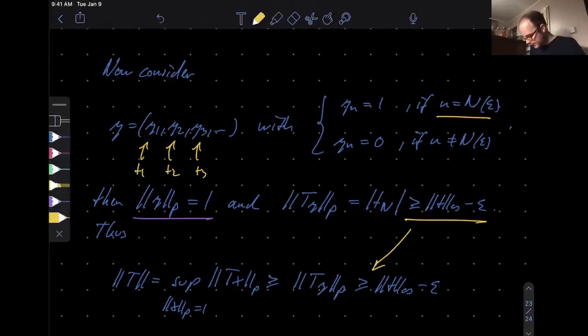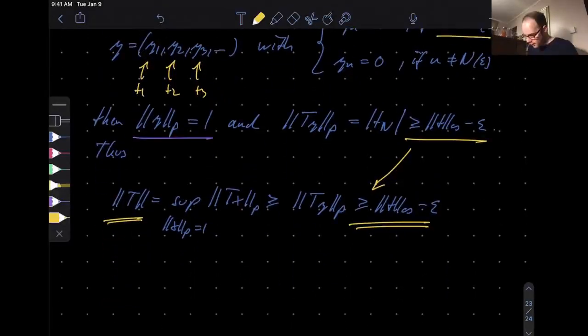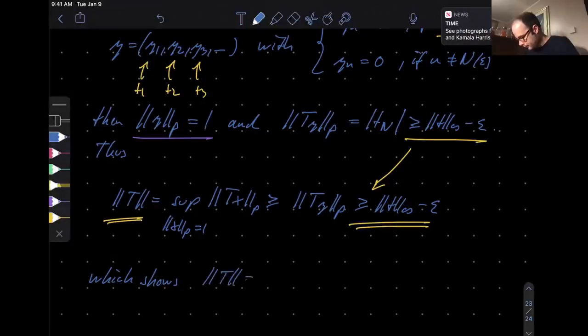So what you have is that the operator norm of T gets arbitrarily close to the infinity norm of small t, because epsilon was arbitrary, which shows the reversed inequality, so that the operator norm of T is at least the infinity norm of small t. You combine it with the previous part, you get equality. Okay, so this worked out nicely.